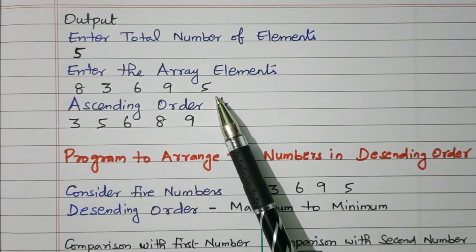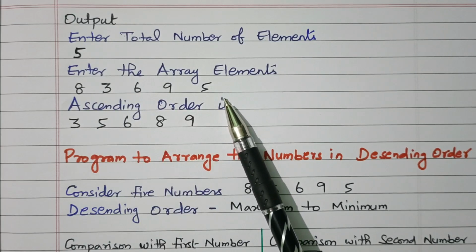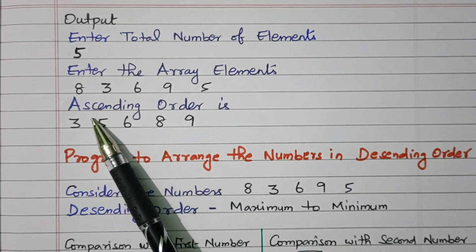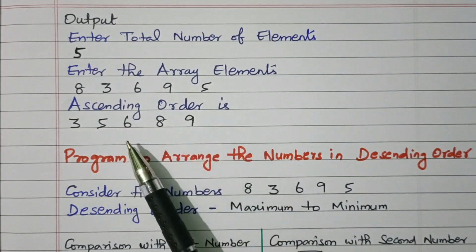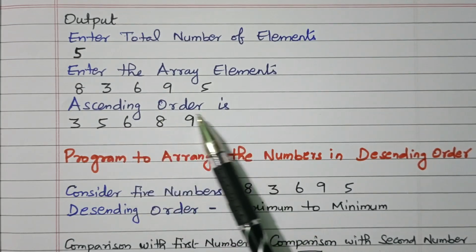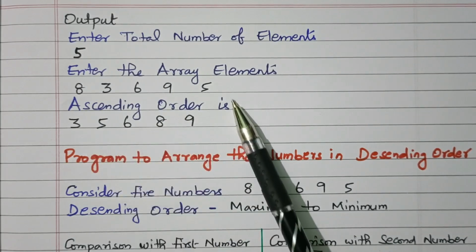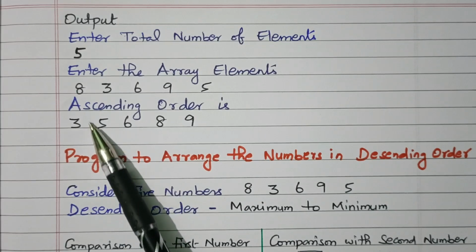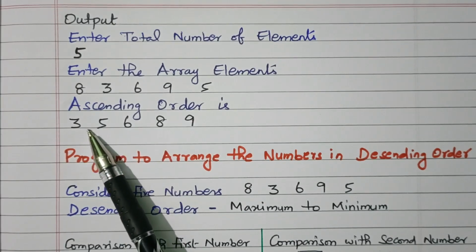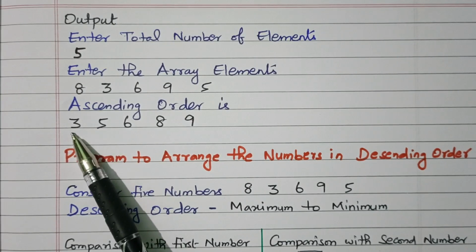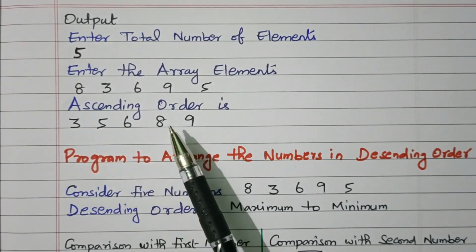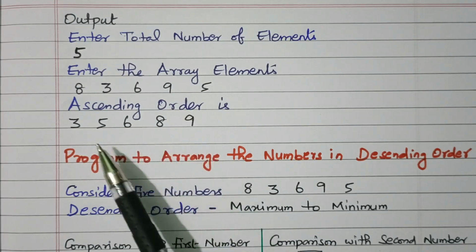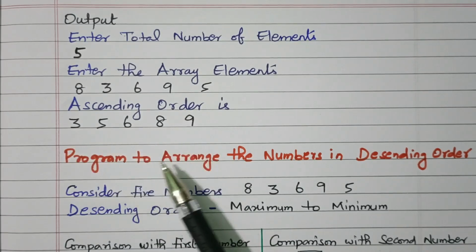After that, the code is running. Due to the if condition and for loop, the numbers are arranged. So ascending order is printed, and it goes to the next line after printing ascending order because of \n. Then 3, and between two numbers the tab is there. \t is given for the spacing between 3 and 5. Similarly, a tab is available between the numbers: 3, 5, 6, 8 and 9. Now the numbers are arranged in order, right?